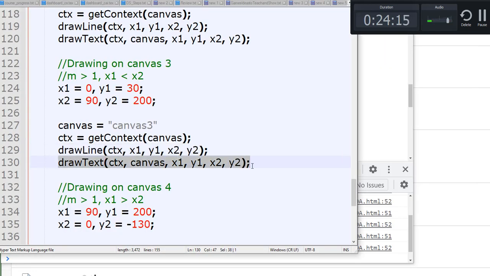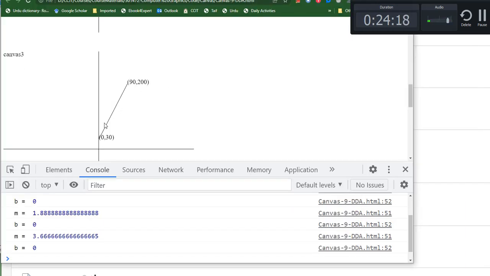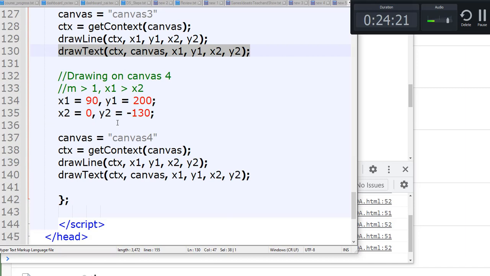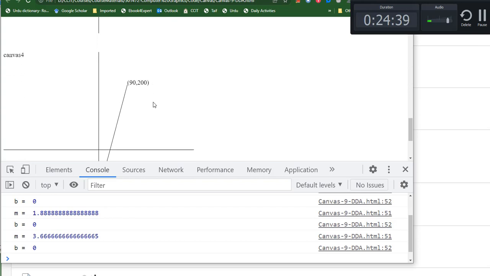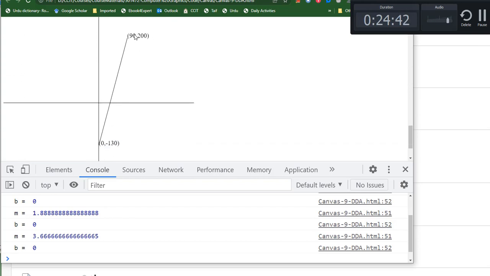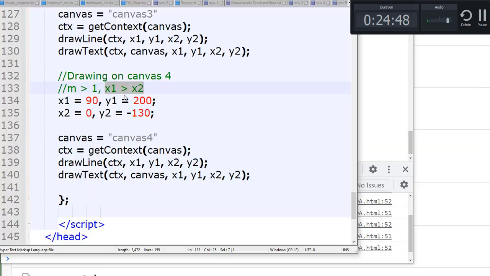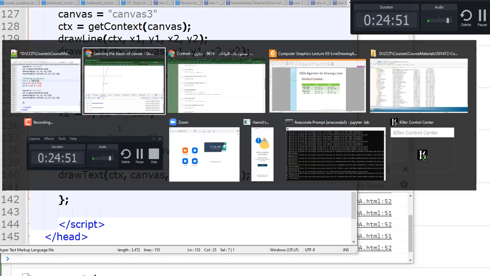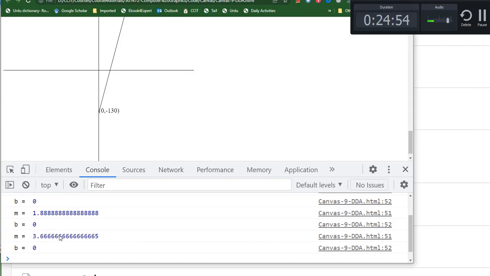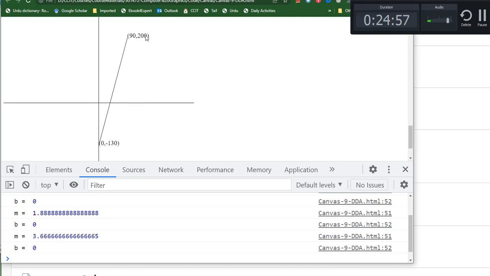So the purpose of draw text is just to write this text so that we know what the points are. Finally, the fourth condition is when m is greater than 1 and x1 is greater than x2. So x1 is greater than x2, which means that we are going from right to left. My point on the right is 90, 200, and on the left is 0, minus 130. So I start from here and I go down, and this is my canvas 4, this is another point, and that gives me m. M is 3.66. Again, this is greater than 1, but this starts from right to left.